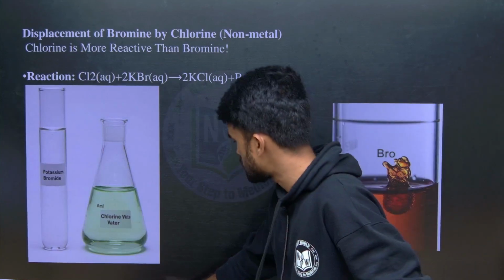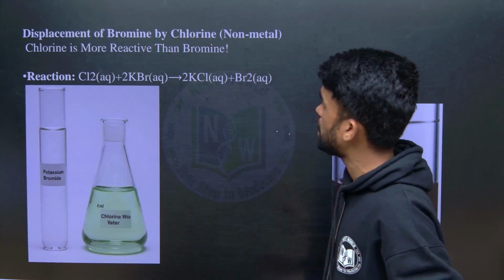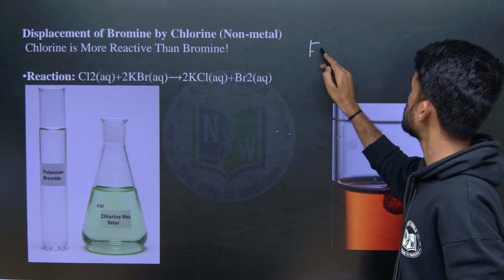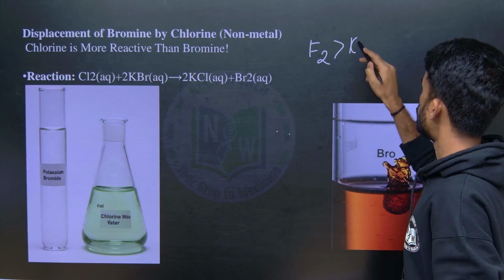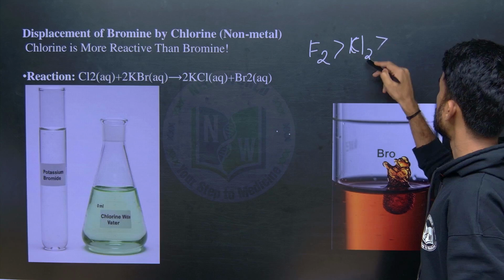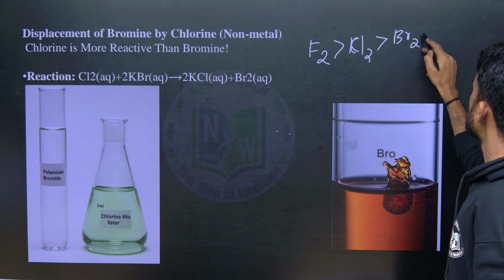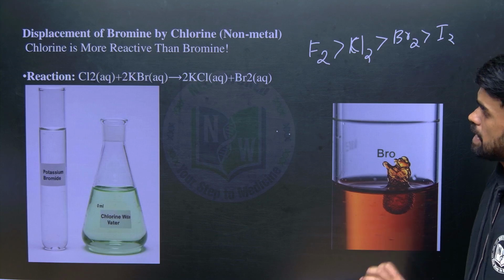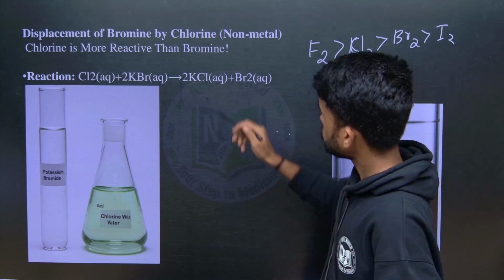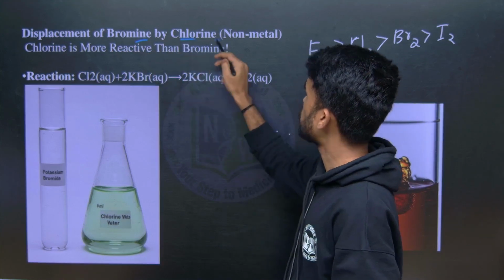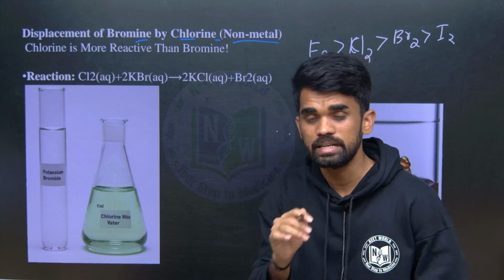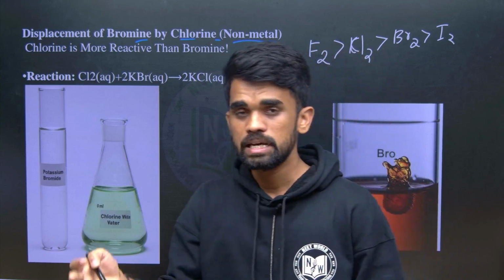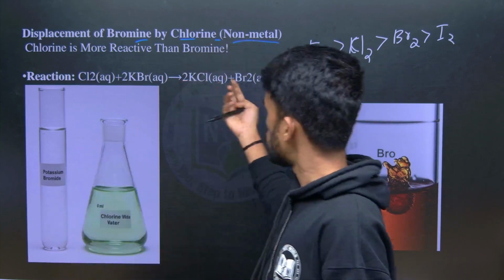Then next, I told you the reactivity order of halogens. Fluorine is more reactive than chlorine, then bromine, and then iodine. This is the reactivity order of halogens I told you, no? So let us take one reaction, displacement of bromine by chlorine. These are non-metals. Till now we have seen metals, then one metal and one non-metal. Now both are non-metals only.